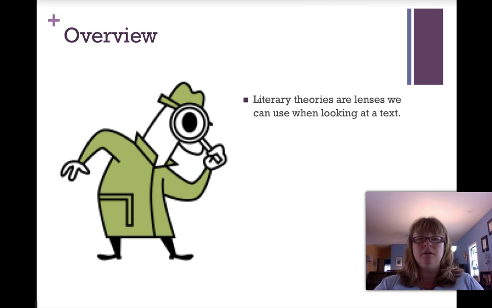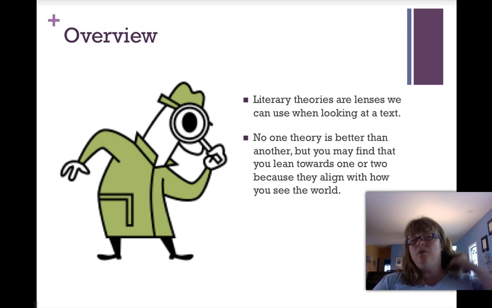Overview. Literary theory is like using a lens to look at a text. If we had a blue lens and we looked at the world through our blue lens, suddenly everything's going to look blue. If we switch to yellow, then suddenly everything's going to look yellow, even though we're looking at the exact same thing. And that is what a literary theory does. It gives us a lens through which to examine a text.